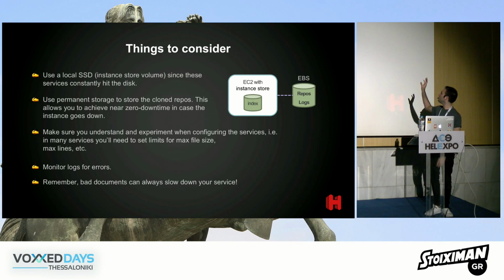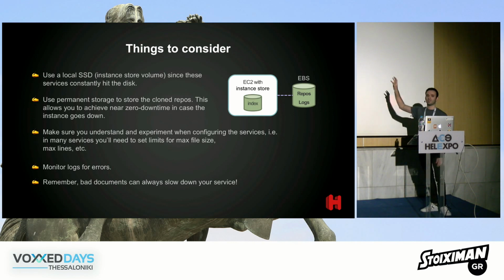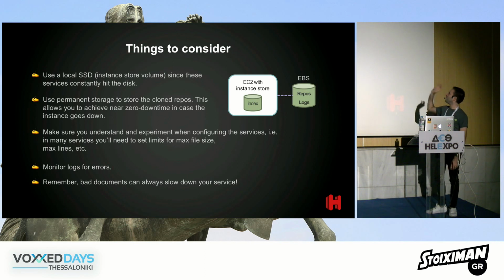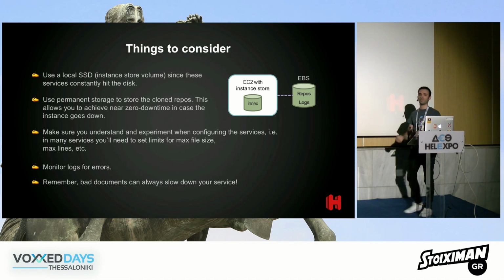So the architecture for us internally, it looks like that. We have an EC2 with instance store. It's actually not a big instance. It's not expensive at all. And in the instance store, we store the indexes. And we also have an EBS where we store our repositories, our cloned repositories, and their logs.